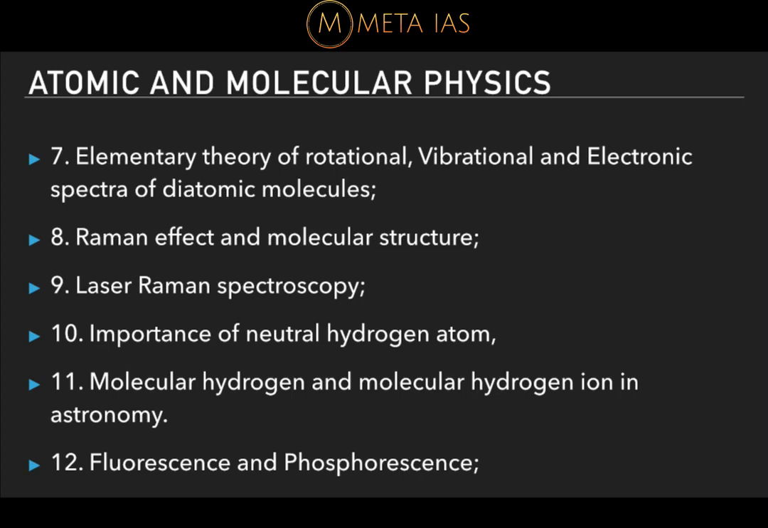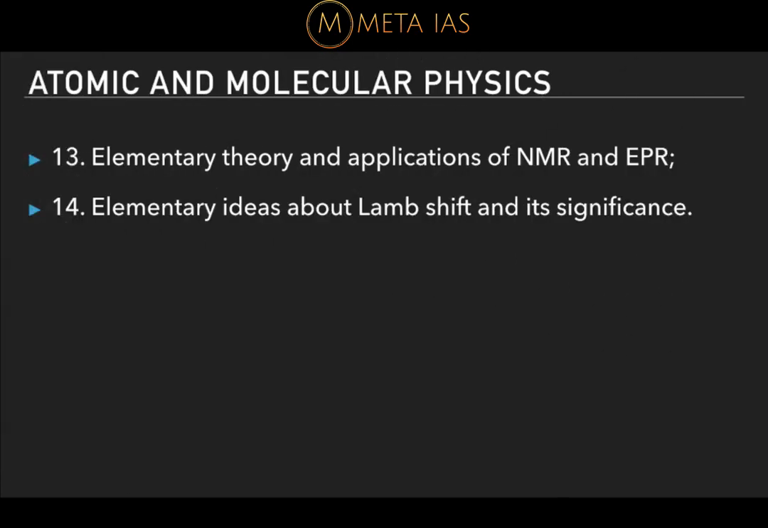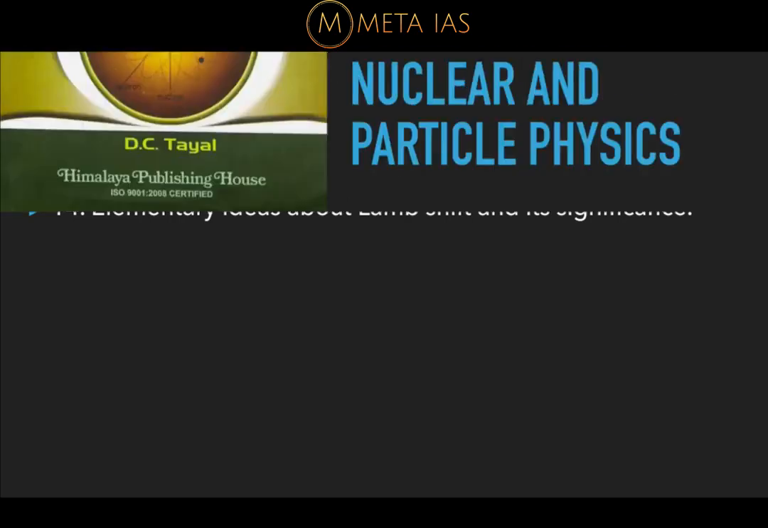fluorescence and phosphorescence, elementary theory and applications of NMR and EPR. NMR, that is nuclear magnetic resonance, and EPR is electron paramagnetic resonance. Elementary ideas about Lamb shift and its significance. There was a question based on Lamb shift in the 2021 mains examination.